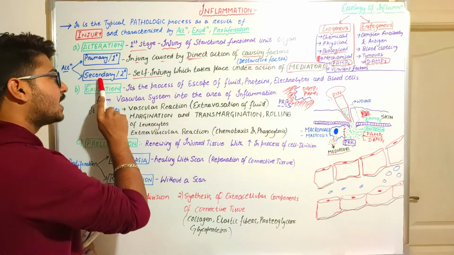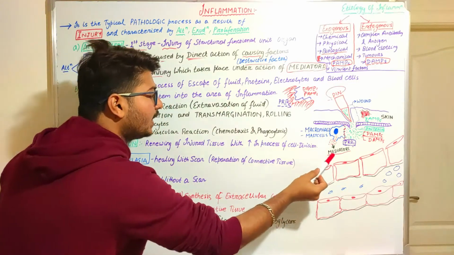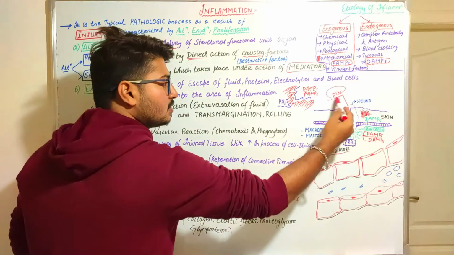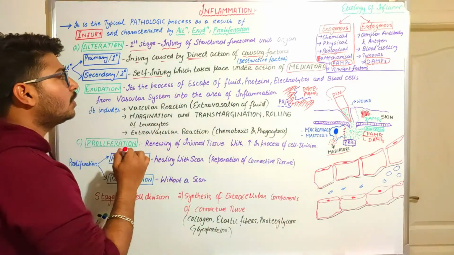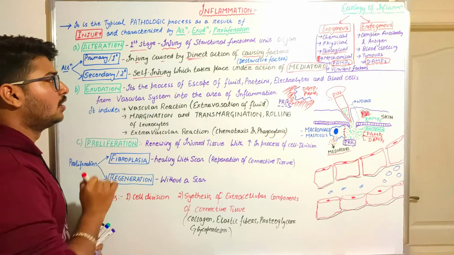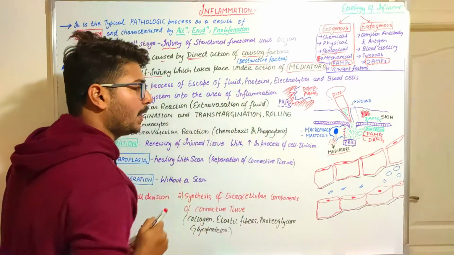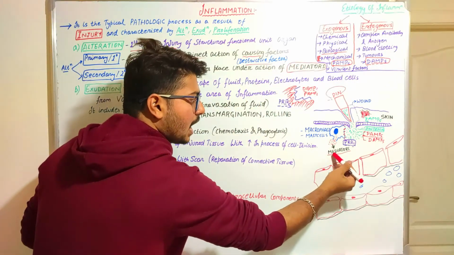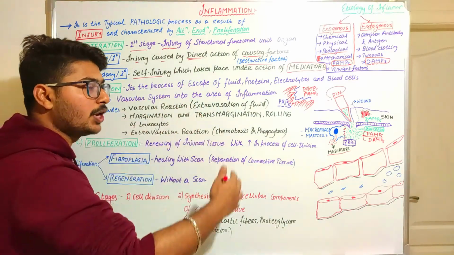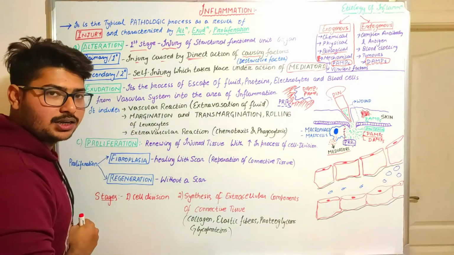So the secondary alteration occurs when the mediators cause certain action at the site of injury. Then we call it self-injury or the secondary alteration. The secondary alteration means the self-injury which takes place under the action of mediators. As these mediators are produced by macrophages or mast cells, they produce certain changes, and that comes under the secondary alteration.